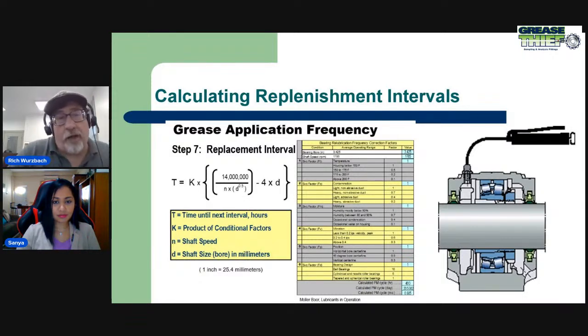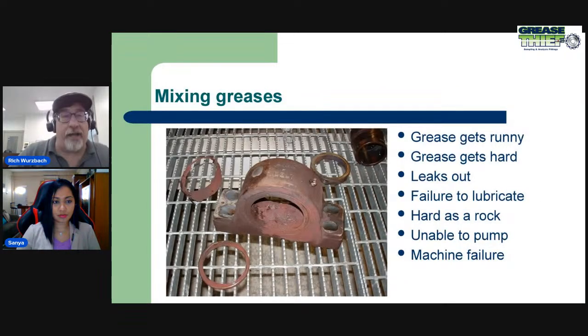You can find them online. SKF has a calculator that you can use, skf.com. Amory has the Lube Coach, and there's other sources as well. So that's one way to calculate out how often I should be changing or adding or replenishing the grease.